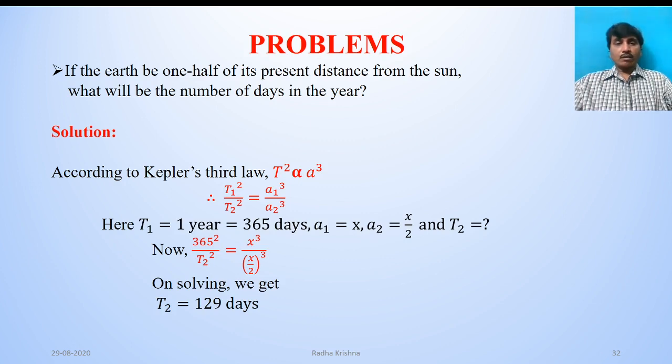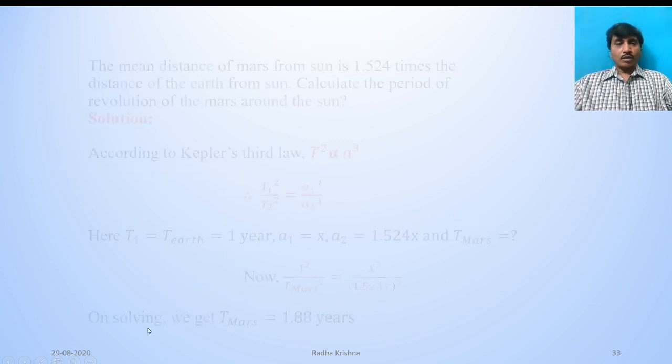According to Kepler's third law, T squared is proportional to a cubed. Therefore, T1 squared by T2 squared is equal to a1 cubed by a2 cubed. Here T1 is 1 year, that means 365 days. a1 is equal to x, suppose a2 is equal to x by 2, then what is the value of T2? Now 365 squared by T2 squared is equal to x cubed by (x by 2) whole cubed. On solving we get T2 is equal to 129 days.